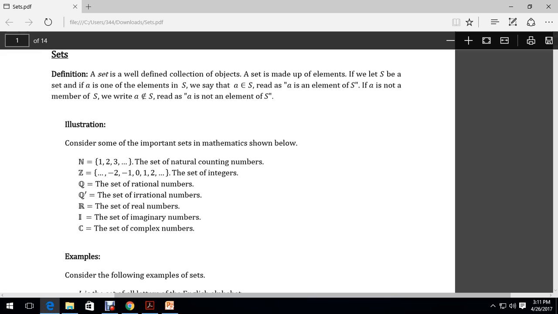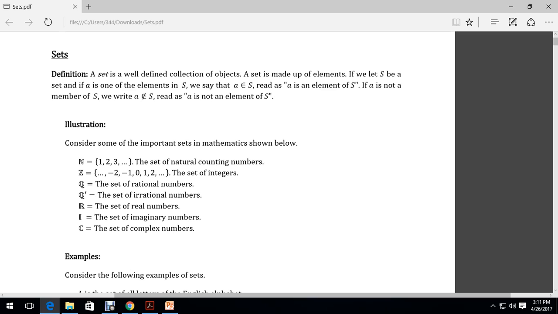Now, let's consider some of the important sets in mathematics. Let's have the first one. We have N as the set of natural counting numbers. The natural counting numbers start from 1, 2, 3, and so on. Capital letter Z represents the set of integers. Capital letter Q represents the rational numbers. Q prime is the set of irrational numbers. Set R is the set of real numbers. Set I is the set of imaginary numbers, and finally set C is the set of complex numbers. Remember, again, these are important sets in mathematics.